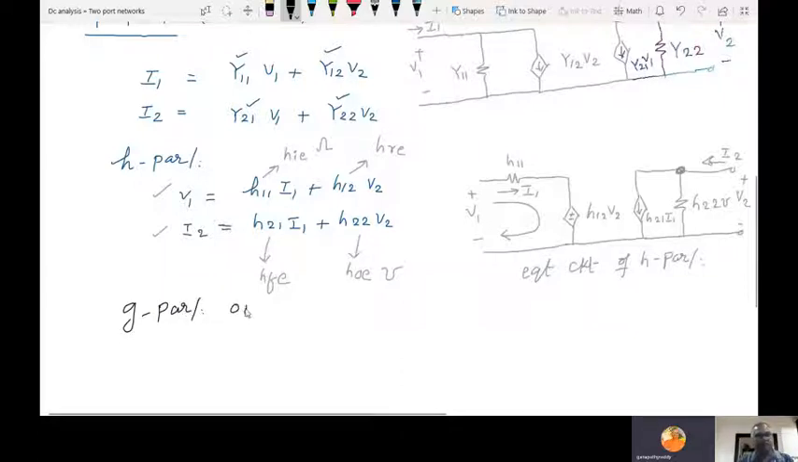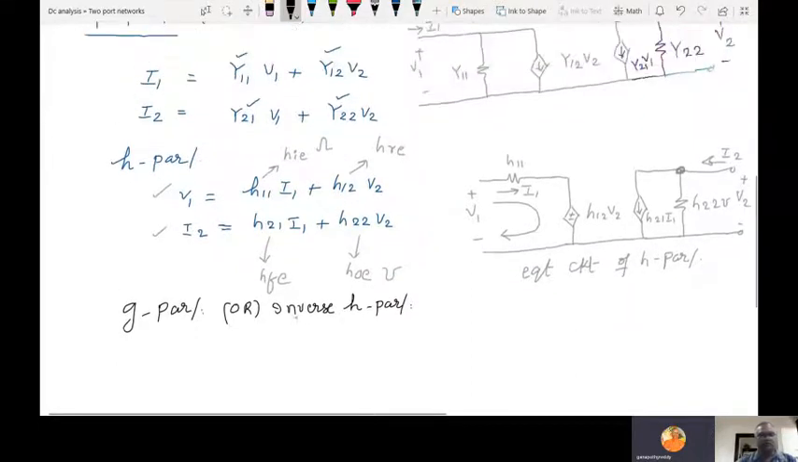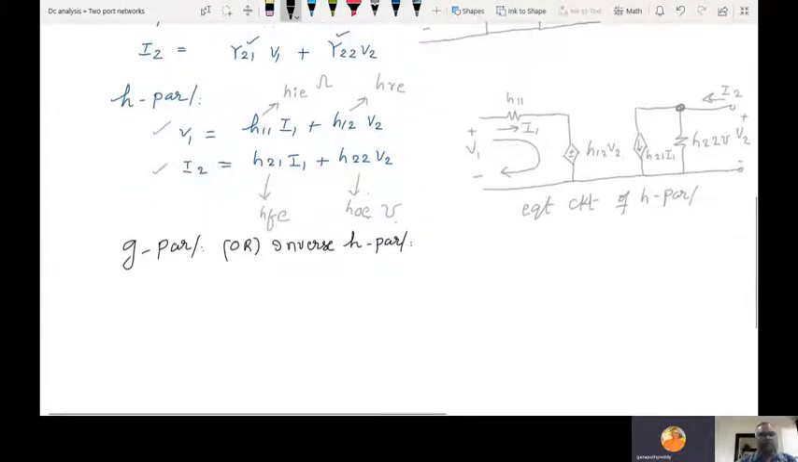G parameters are inverse hybrid parameters, the inverse H parameters. So why is this called inverse H? Voltage and current are swapped. In place of V1, you write I1.